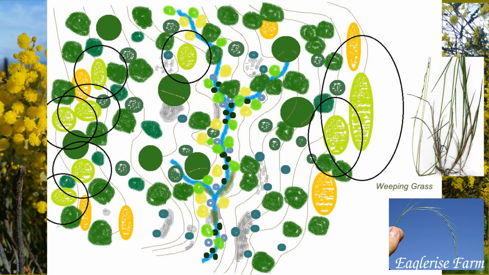A lot of the grasses will develop as we lock livestock out of these areas. So we're providing habitat for native animals, and the livestock become a management tool.